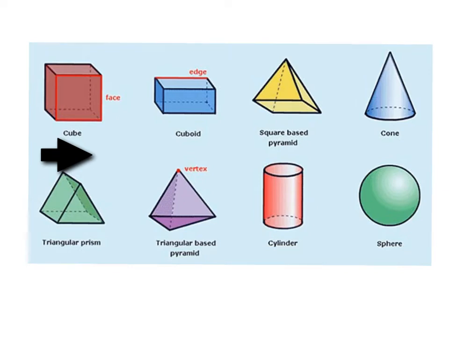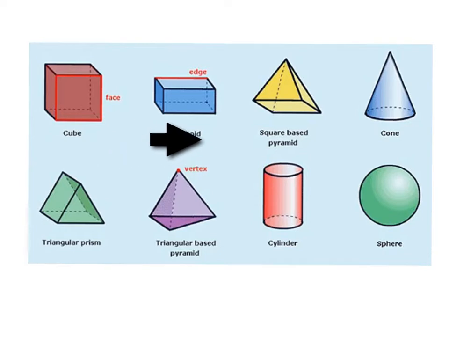Today we're going to understand the different 3D shapes that have different features. We're also going to compare the features of various 3D shapes. Let's read the shapes that we have. We have a cube, a cuboid, a square-based pyramid, a cone, a sphere, a cylinder, a triangular-based pyramid, and a triangular prism. 3D shapes all have different features, with all different faces, edges, and vertex.